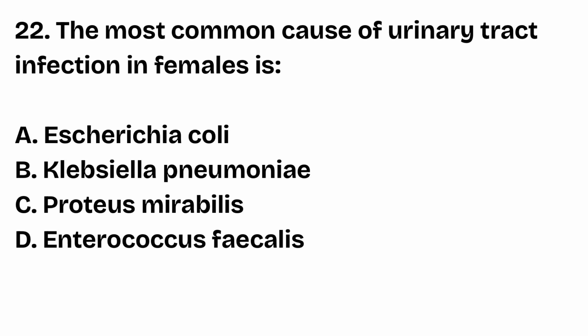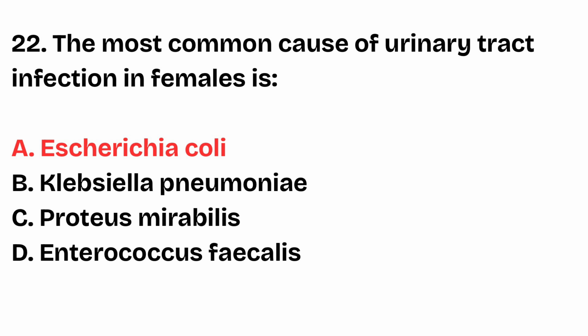Question number 22. The most common cause of urinary tract infection in females is Escherichia coli, Klebsiella pneumoniae, Proteus mirabilis, Enterococcus fecalis. The right answer is option A, Escherichia coli. Escherichia coli is the most common cause of urinary tract infections in females. Its fimbriae allow strong adherence to urinary epithelium.